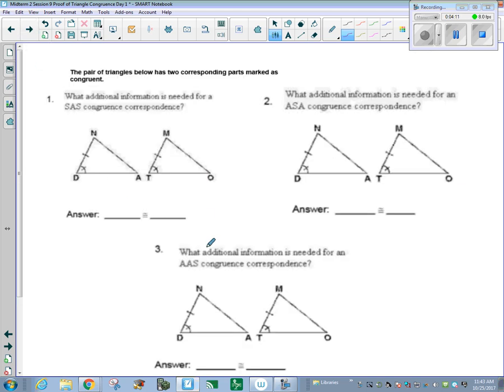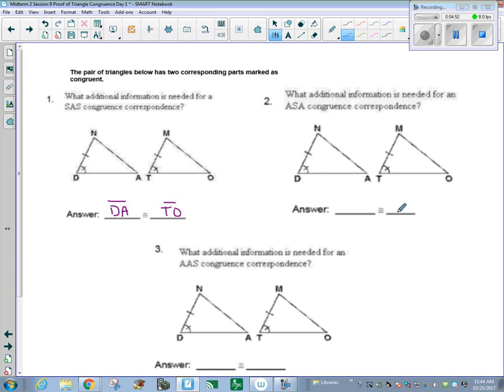Let's try another example here. Alright, so this one is asking us to prove the triangles congruent by the given information. So this one wants it by side, angle, side. Well, what additional information would we need to prove that these triangles were congruent by side, angle, side? Right now, we have a side congruent and an angle congruent, so it looks like we would need a third side. And the angle needs to be between those two sides, so which sides would we be looking for? Well, we'd be looking for segment DA is congruent to segment TO.